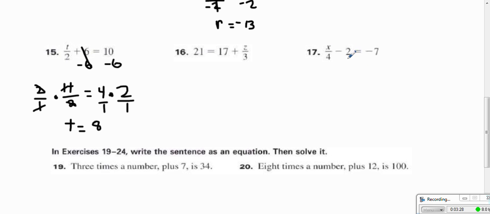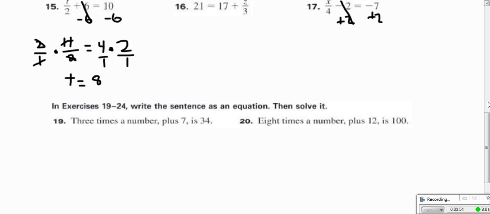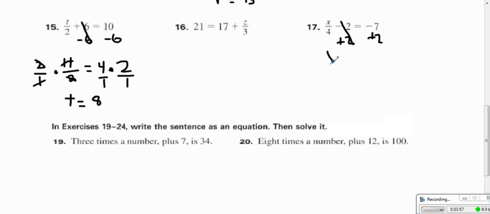You have x over 4 minus 2 equals negative 7. Again, you don't touch the x over 4, x divided by 4 yet. You have to concentrate on this negative 2 and bring it over away from the x. So to do that, use inverse operations, and the opposite of minus 2 is plus 2. Cancel. Oops. And the x over 4 comes down. Negative 7 plus 2 is negative 5.